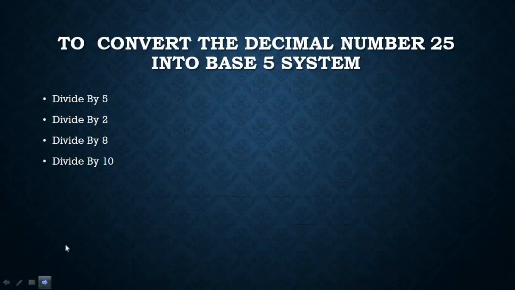Now we open one problem here. To convert the decimal number 25 into the base 5 system, the options are: divide by 5, divide by 2, divide by 8, and divide by 10. These are the four options, and you have to select the single correct one to convert the decimal number 25 into the base 5 system. If you get the result, write it in the comment box.